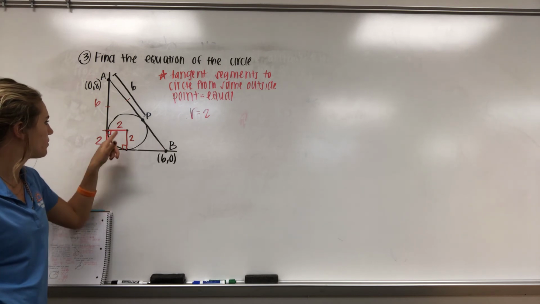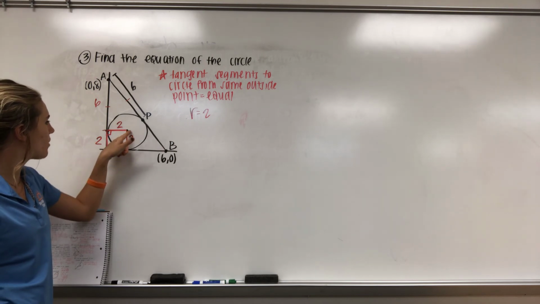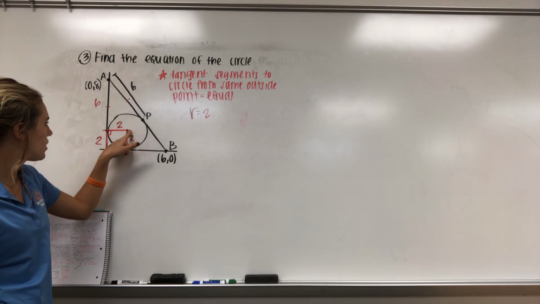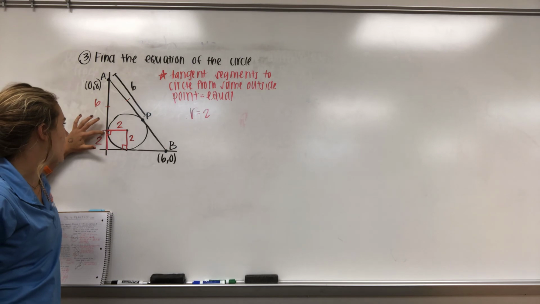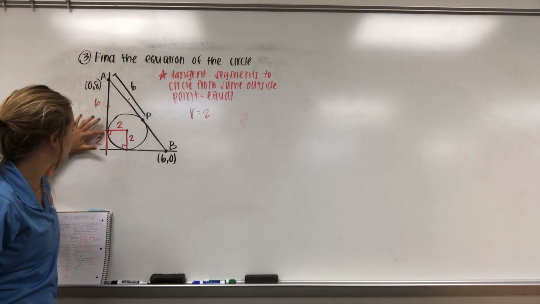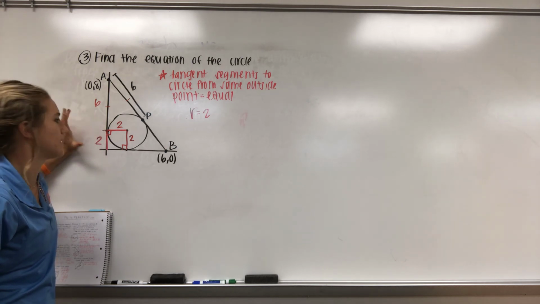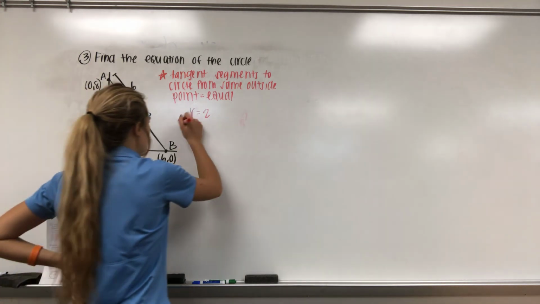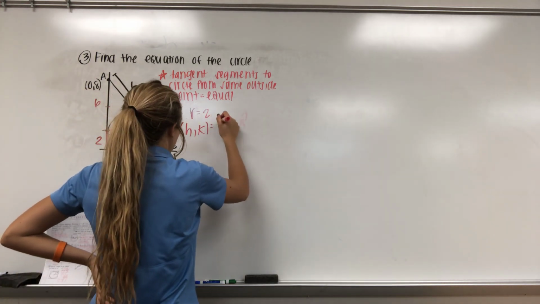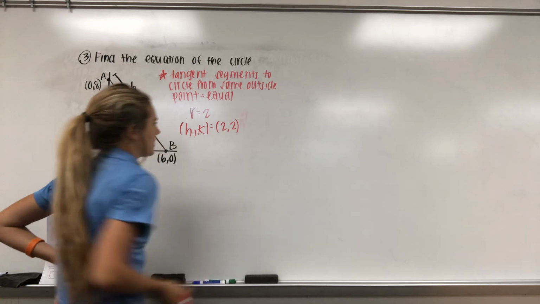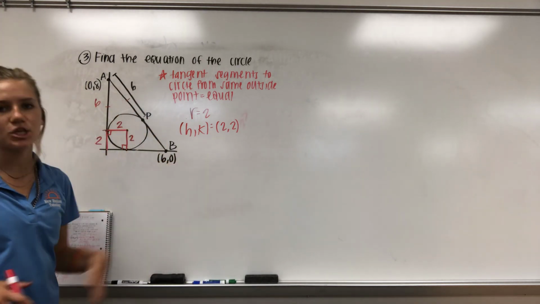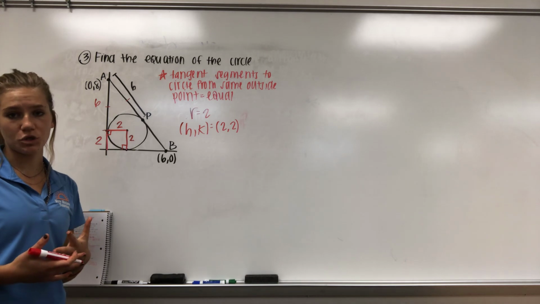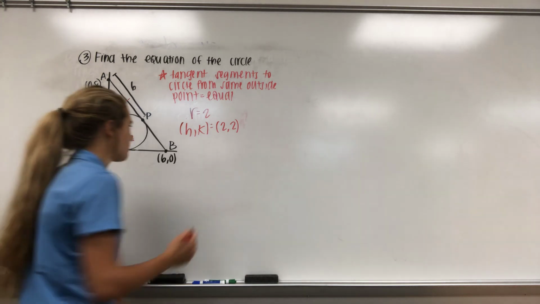Because we drew those radii from the center of our circle to the outside of our circle, and it happened to be that our circle was tangent to the x and the y axes in those points. So we know that the center of our circle is going to be 2, 2. So now I'm basically just going to plug that information into the general equation of our circle, and that's going to be our answer.